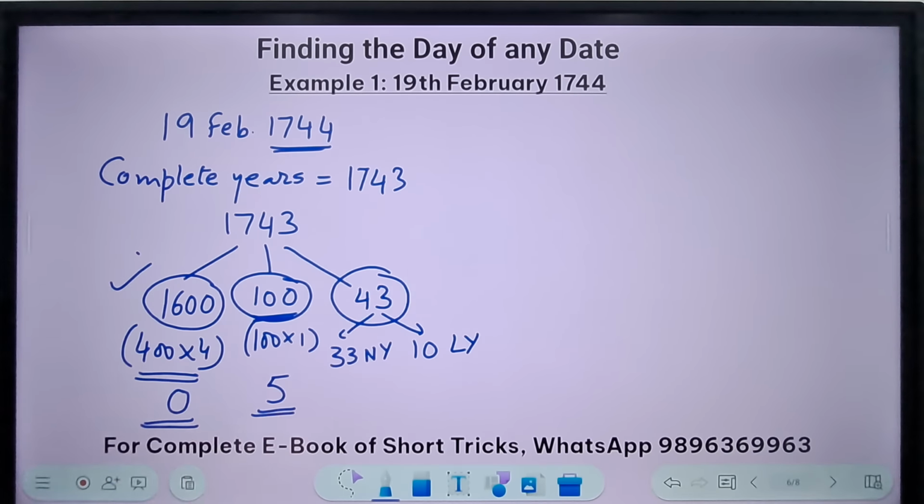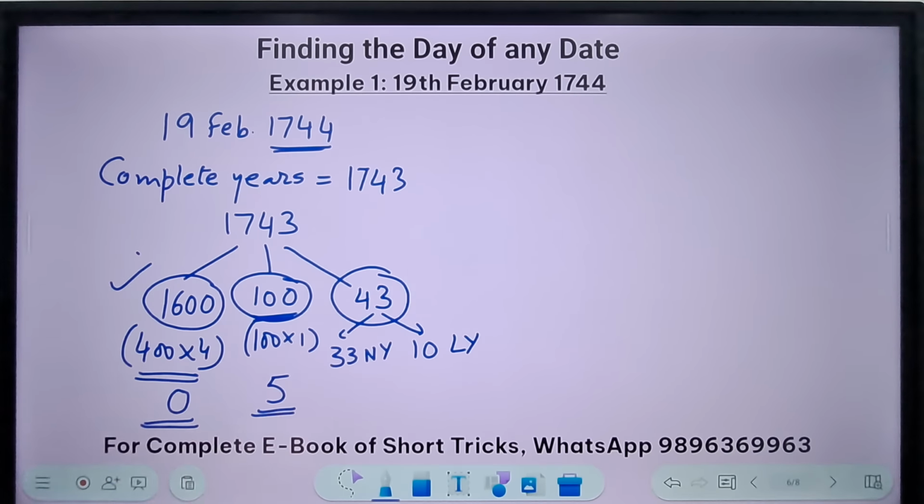Whatever quotient you get, they are the number of leap years, and the remaining, the difference, gives you the number of normal years. The normal years are to be multiplied by 1 and the leap years are to be multiplied by 2. On the first slide I told you every normal year has 1 odd day and every leap year has 2 odd days. And therefore the total number of odd days here will be 33 plus 20, that is 53.